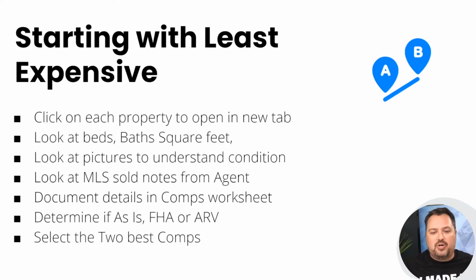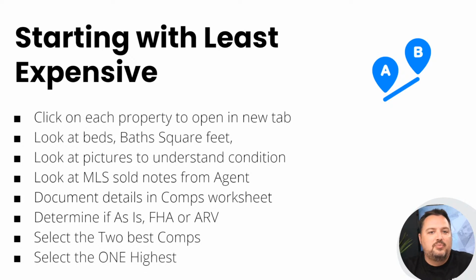Then what I do is I select the two best comps. Then I'm starting with the lowest. I select the two best that meet the same criteria. What I'm asking myself is, is my property going to turn into this property? If I do the repairs, will it look like this? If so, then that's going to be a good comp.